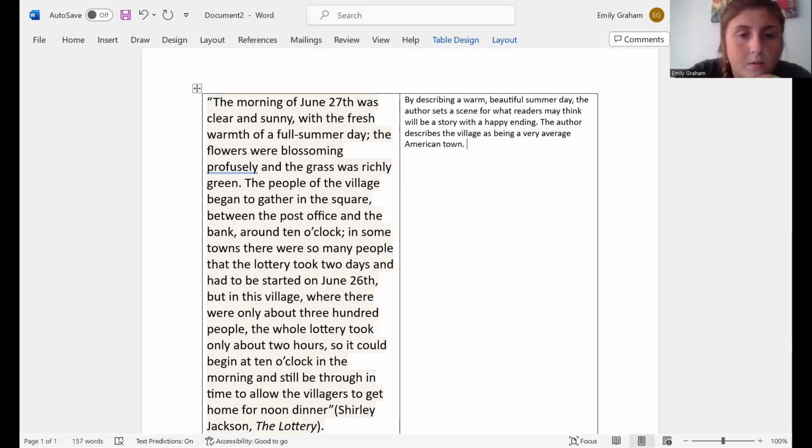Okay. So this particular description of the town, does that give us even a hint of what happens? So the title within itself, let's talk about that as well. When we think of a lottery, what do we think of? We think of winning. We think of money. We think of wealth.